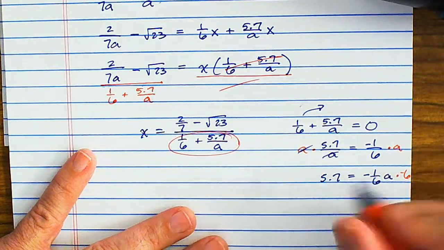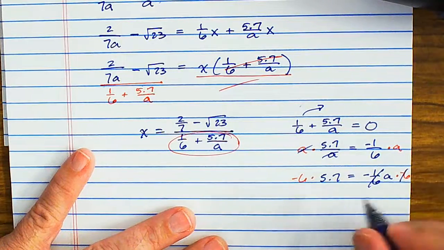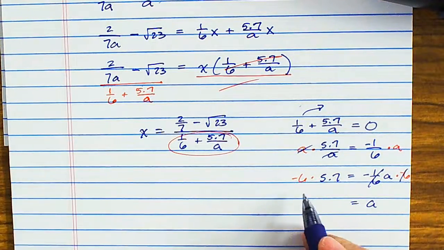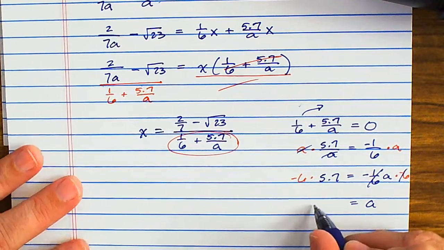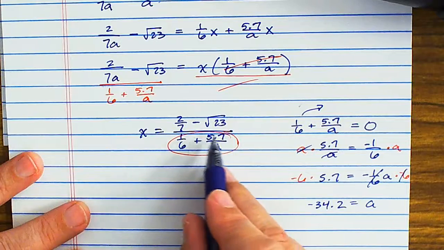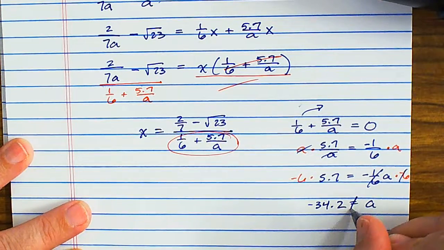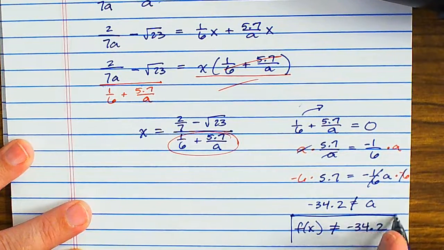Multiply both sides by negative 6. That negative 6 cancels out the fraction. A, and then negative 6 times 5.7, 30 something, 34.2. I'm typing it into my calculator. 6 times 5.7, 34.2. So negative 34.2. So remember, that's what would go on the bottom to make a 0 here, so it cannot be that, which means that your range, we call f of x, cannot be negative 34.2.